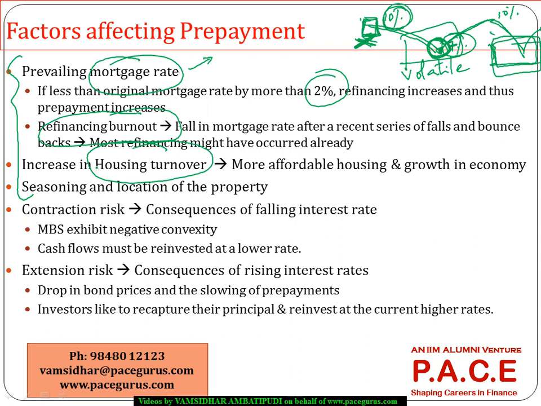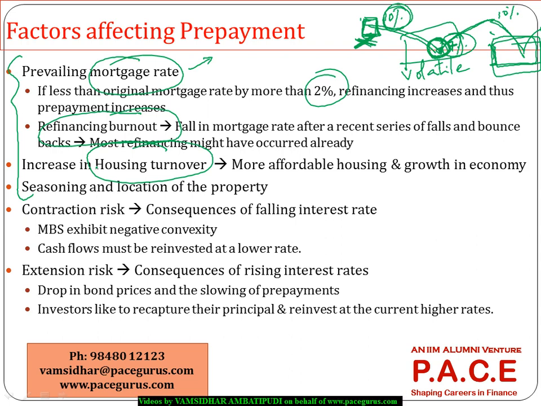Everyone wants a house, right? Or everyone wants to upgrade themselves to newer and newer houses, sell off the existing ones, and go for a new one, which means they are closing off their existing mortgages and going for a newer one. Even if housing is becoming more and more affordable, they want to sell off their existing house and go for a new one. In such scenarios, where there is a high possibility of housing turnover, this will also create an increase in the prepayment rates.